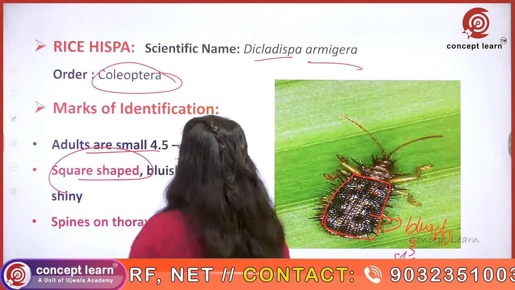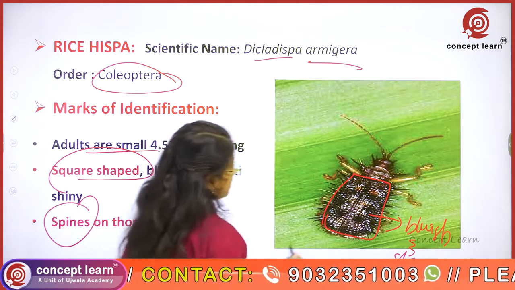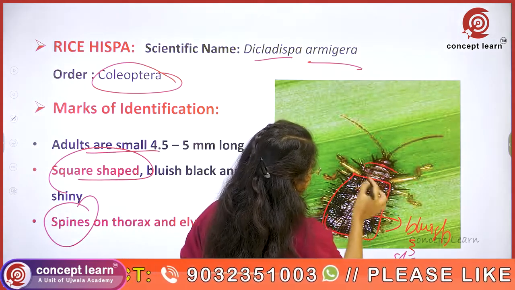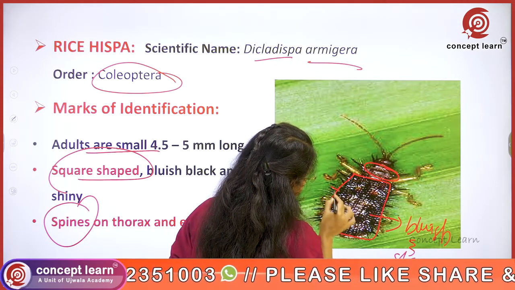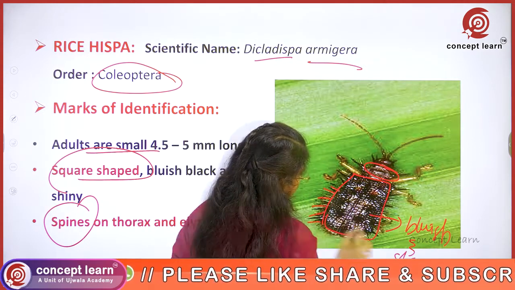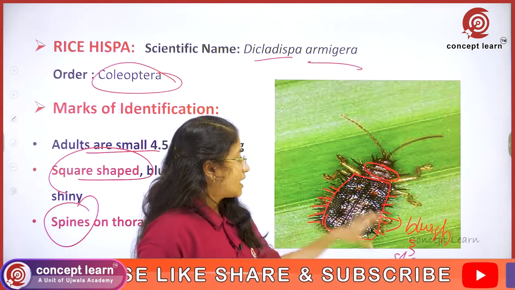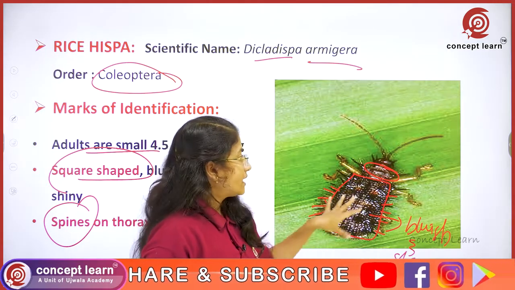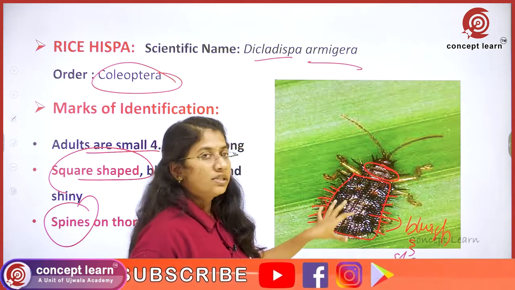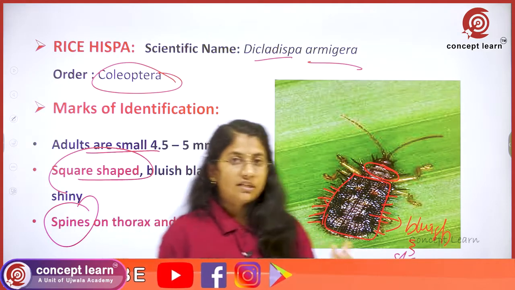Have a clear look here. We can see many spines upon its thoracic region and upon its elytra. So this can be easily identified by the spines on the thoracic and elytra region, and by this bluish black, shiny, square shaped insect.